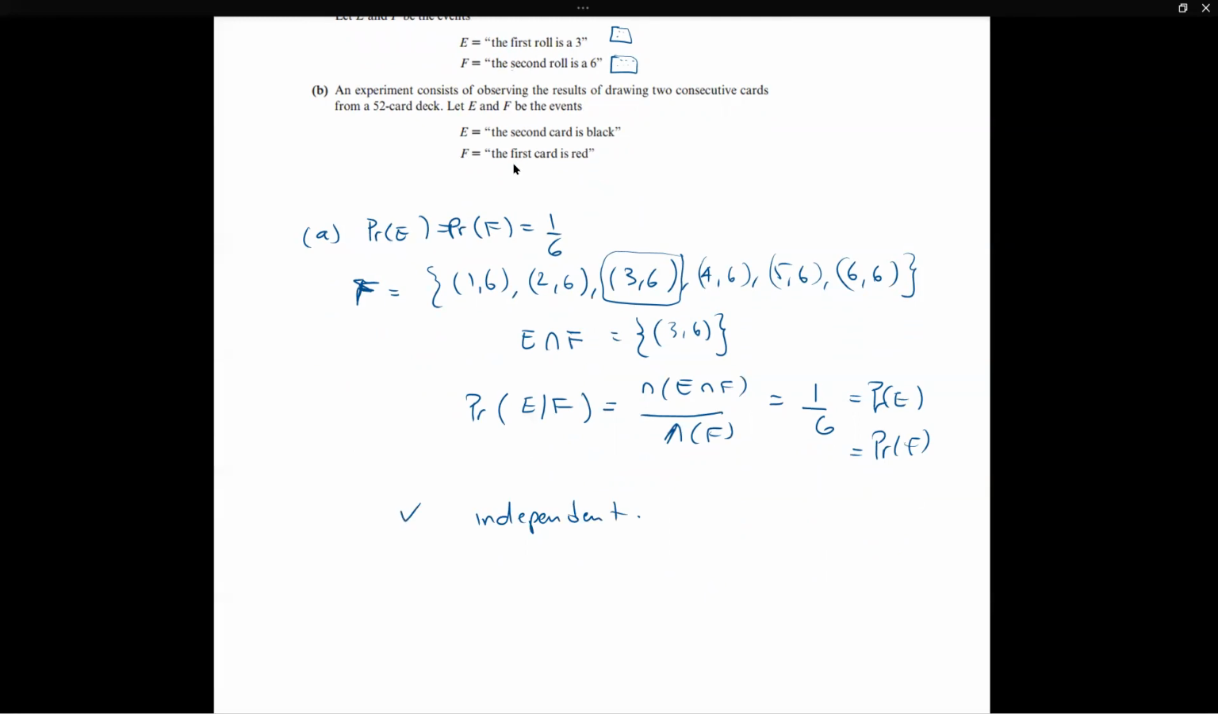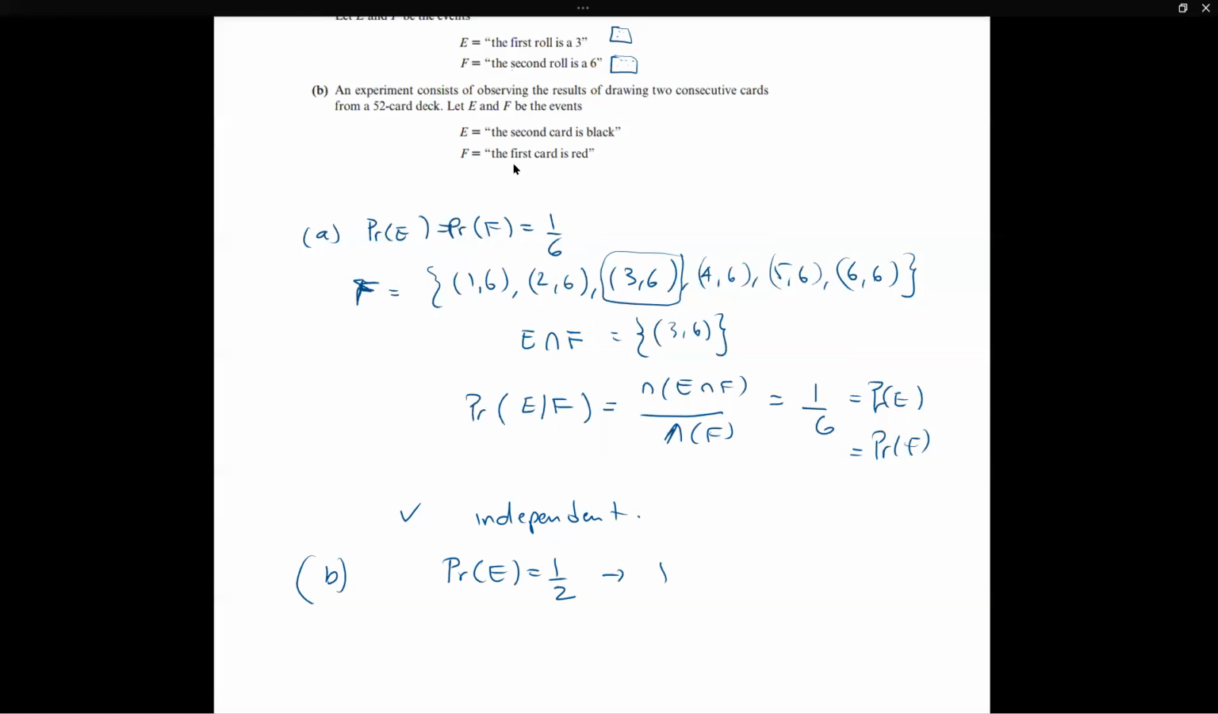Okay. For question B, an experiment consists of observing results of drawing 2 consecutive cards from a 52 card deck. Let E and F be the events. E is the second card is black. F is the first card is red. All right. So here there are the same numbers of outcomes with the second card red and with the second card black. So the probability of E is going to be half, right?